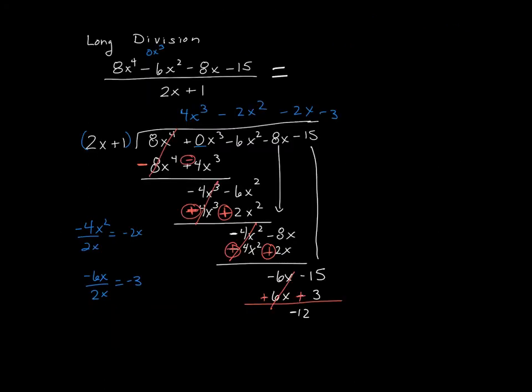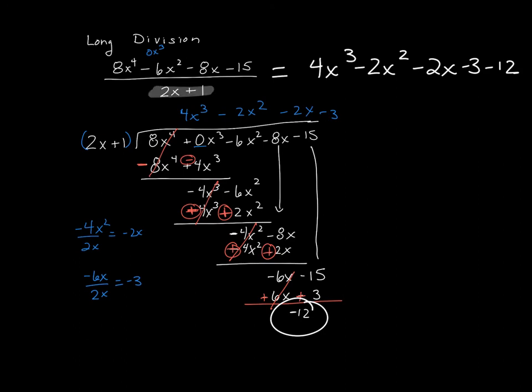So all of this is just equal to 4x to the third minus 2x squared minus 2x minus 3. But do not forget about that remainder. That remainder is negative 12 over your original divisor, which is 2x plus 1.